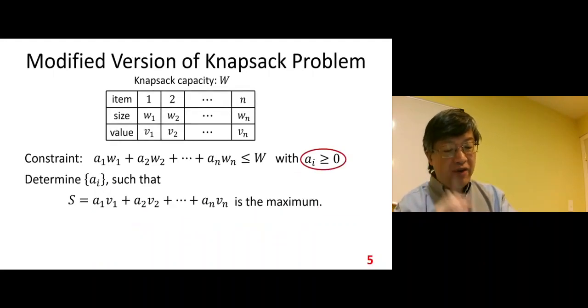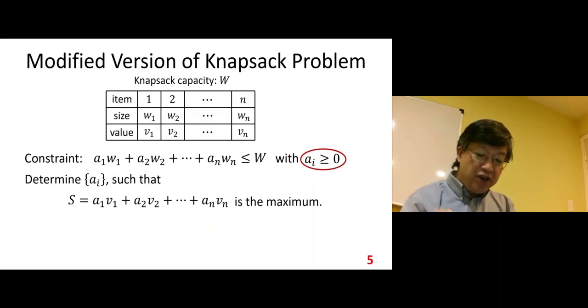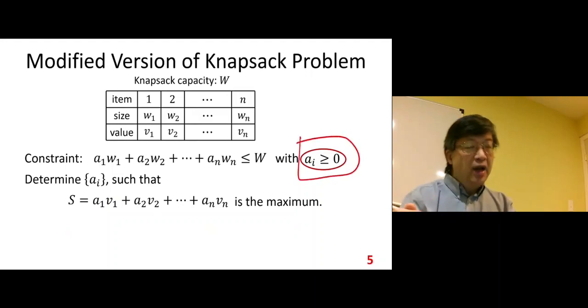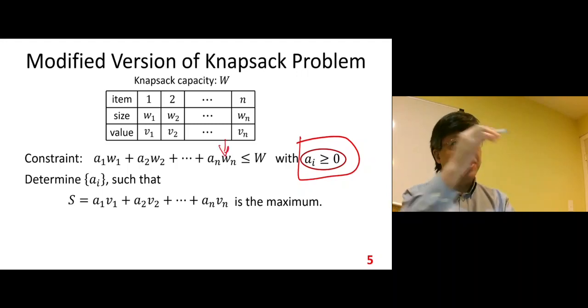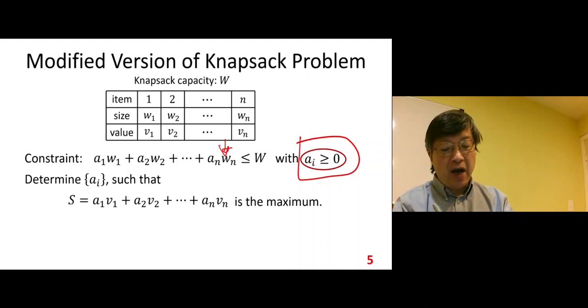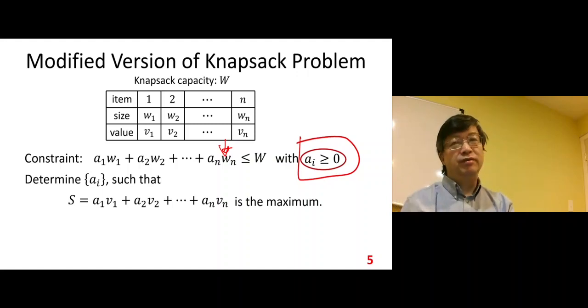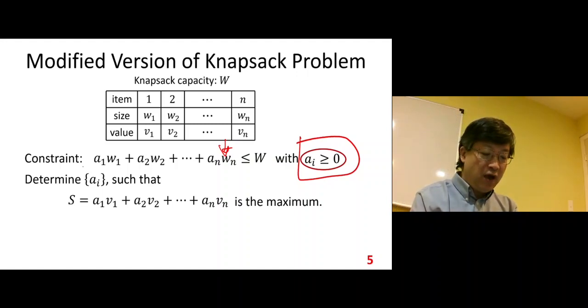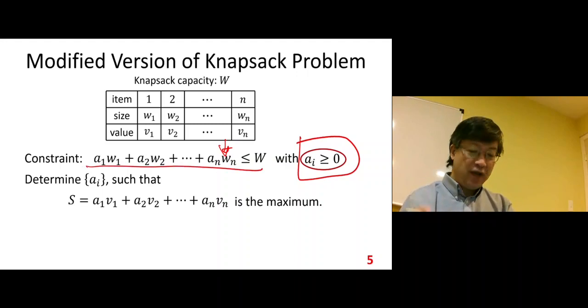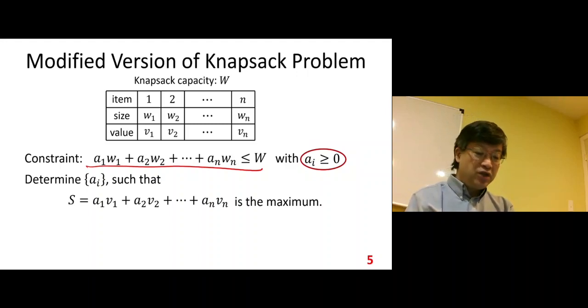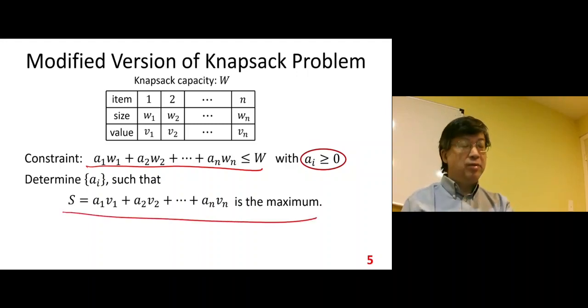Next, I want to modify this version a little bit. The modification I only put here: I allow each item to be selected more than once. That's why I make AI greater than or equal to 0. You can do 2, 3, 4, 5, if you have that condition satisfied. So I change the original meaning a little bit. The question is how to find the maximum of this function. So this is the modified version.